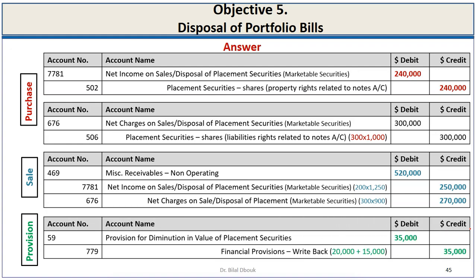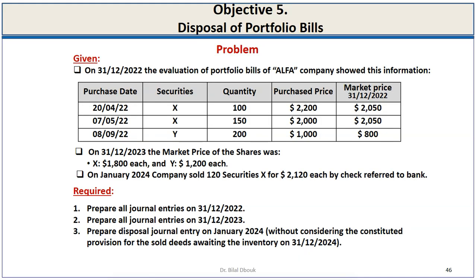For the provisions, I do a provision write back for the two amounts of provisions recorded, the $20,000 plus $15,000. So I debit 59 for provision for diminution in value of placement securities, and I credit 779 for a provision write back of total $35,000. Let's see this more comprehensive problem about disposal of placement securities.